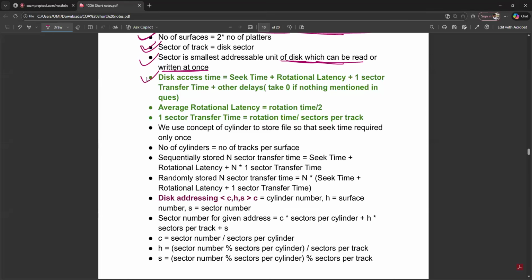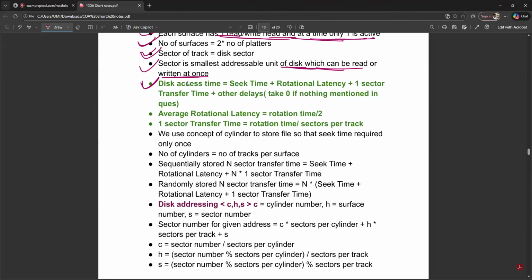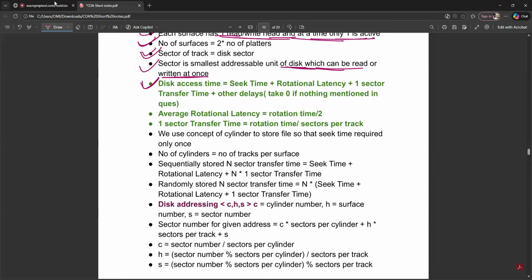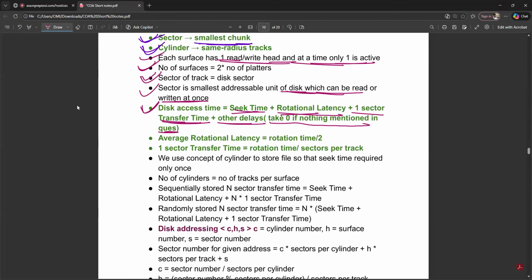Okay, now disk access time. Disk access time is equal to seek time plus rotational latency plus one sector transfer time plus other delay. Take zero if nothing is mentioned in the question, right? I have covered every question of this type in the earlier class. Please watch it if you haven't.